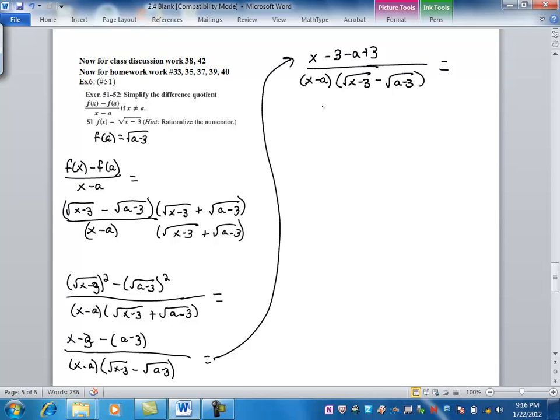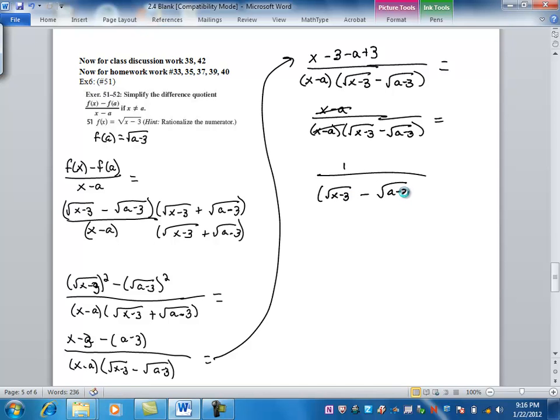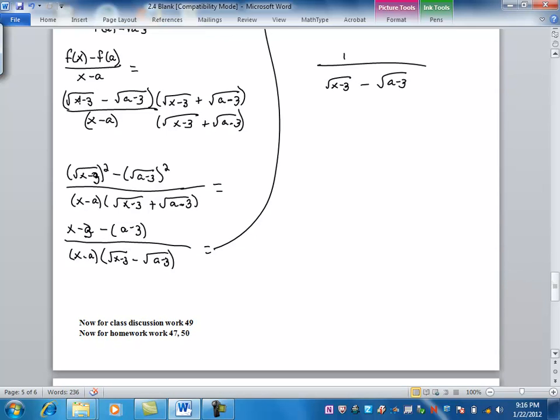And so what do we get? Well, the 3's drop out. We're left with x minus a over the quantity x minus a times the square root of x minus 3 minus the square root of a minus 3. Well, let's check this out, guys. Notice the x minus a's cancel, and we're left with 1 over the square root of x minus 3 minus the square root of a minus 3. And I really don't need my parentheses there, I'll go ahead and take them out. There we have it. Wasn't that exciting? So we've just simplified the difference quotient there, and we got the opportunity to remember what it was like to rationalize. Pretty cool, huh? Got a lot of bang for our buck in that example.